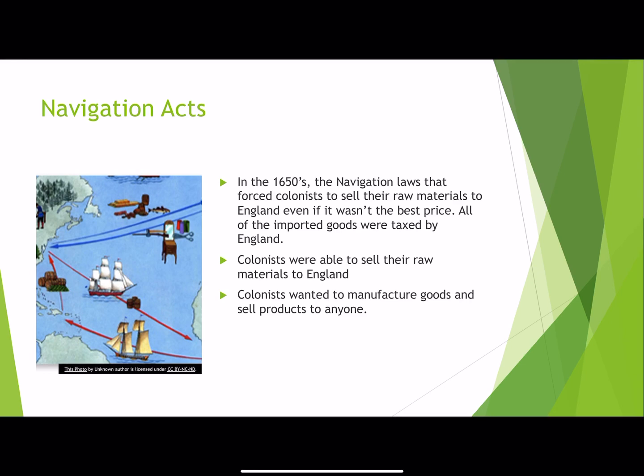So all of the imported goods were taxed by England. If you were a colonist and bought something from somewhere else, you were taxed on it. Colonists were able to sell their raw materials to England. Colonists wanted to manufacture goods and sell products to anyone. So as America starts to develop and these colonies become stronger and stronger, they want the ability to sell to anyone, not just England.